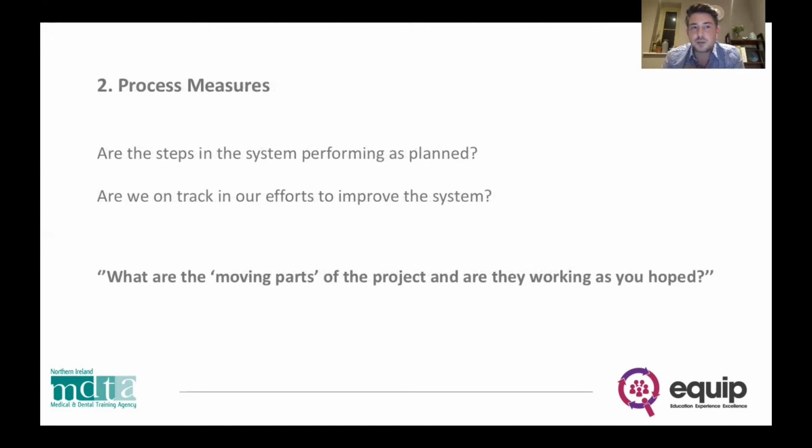The second type of measures are process measures, and we need to ask ourselves, are the steps in the system performing as planned, and are we on track in our efforts to improve the system? And these are measures which are ongoing data collection, etc. You have to ask yourself, what are the moving parts of the project, and are they working as well as you hoped?